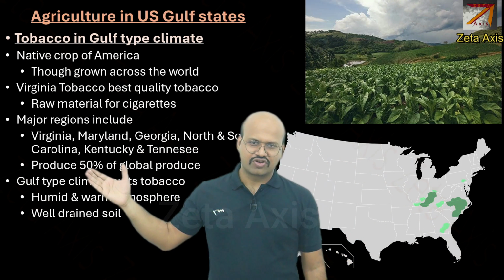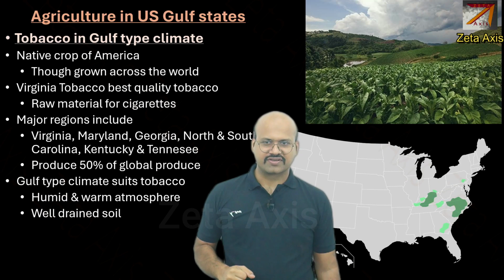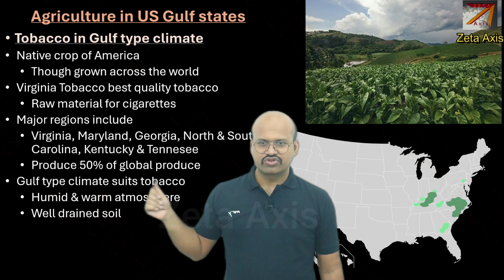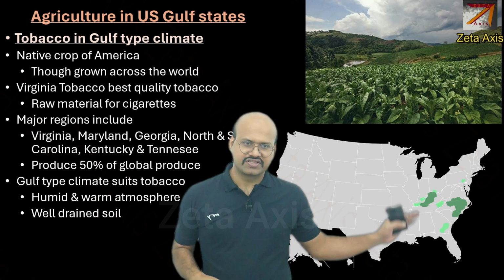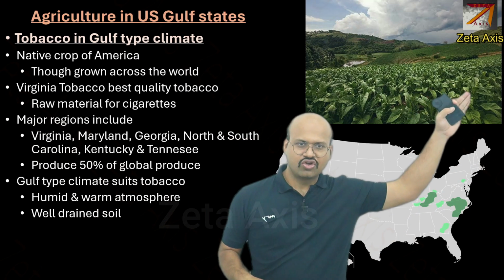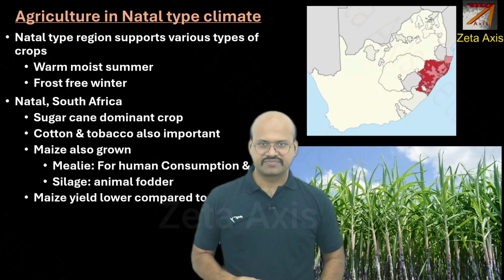Almost 50% of the global tobacco is produced in USA. Gulf type climate suits tobacco because of humid and warm atmosphere and well drained soil, which is seen over here. So this is the cotton plantation which we can see.